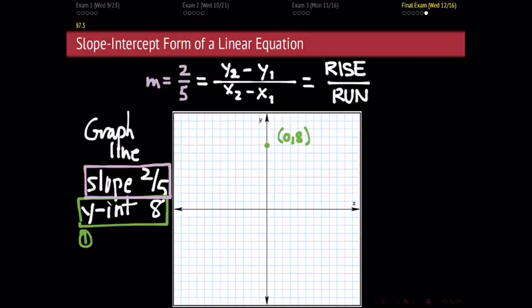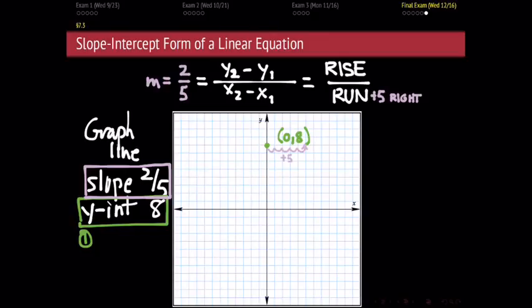For example, if I want to run 5, because that's a positive number, that means I'm going to go 5 steps to the right, starting from my point (0, 8). So starting from (0, 8), I'm just going to go 5 steps to the right. 1, 2, 3, 4, 5, plus 5. And so that's going to take me over to here-ish.